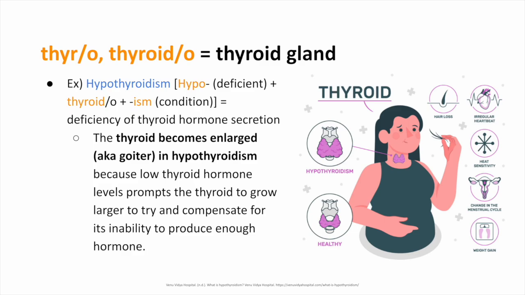And such deficiency of thyroid hormone secretion results in various symptoms as shown to the right. It can result in hair loss, can also alter your heartbeat rate, your heat sensitivity, and can also lead to changes in the menstrual cycle. One characteristic phenotype is weight gain, and also you have an enlarged thyroid gland as a result of it, which is also referred to as goiter. Goiter can also result from hyperthyroidism, but in the case of hypothyroidism, it happens because a low thyroid hormone level prompts the thyroid to grow larger to try and compensate for its inability to produce enough hormone.